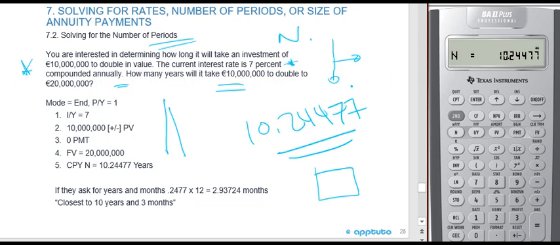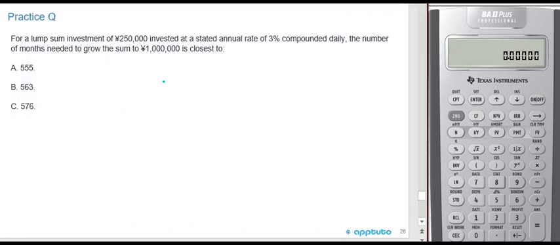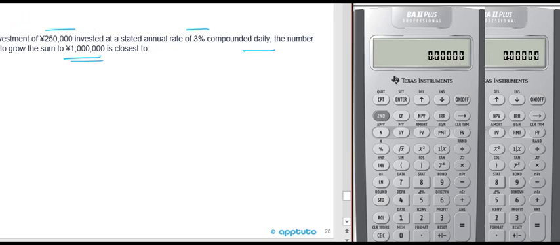But they don't give you any tables on the CFA exam. You've got to use the financial calculator. No problem. Here's a nice little question. It's for a lump sum investment of 250,000 yen, invested at 3% compounded daily. The number of months needed to grow the sum to 1 million yen is closest to 555 months, 563 months, or 576 months. So a little bit of a twist on a question, but again, read carefully and work through the steps. It should be no problem.